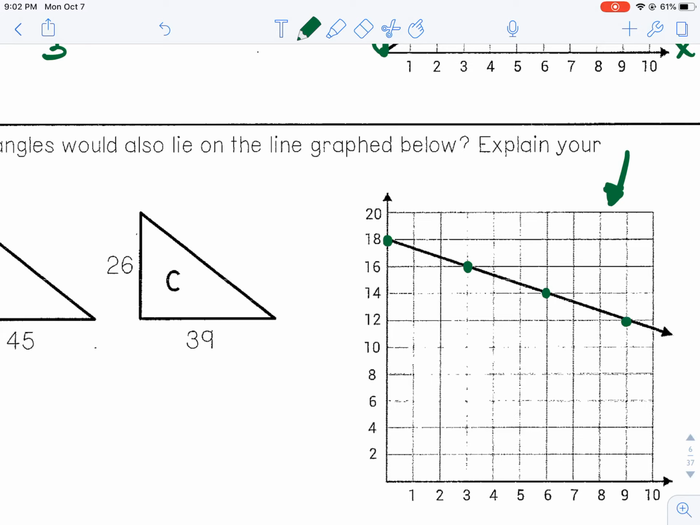Okay, so I want to find the slope. I'm going to pick any 2 points to make my triangle. So I'm going to pick here and here. This is a -2 because, again, my y-axis is counting by 2's. Okay, and this is 1, 2, 3. So my slope of this line is a -2/3.